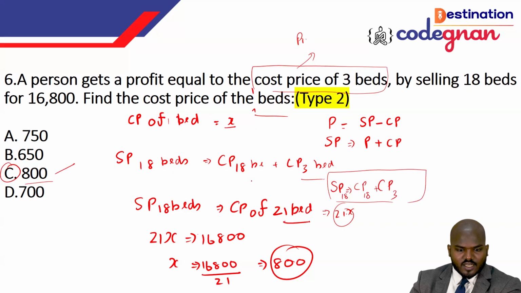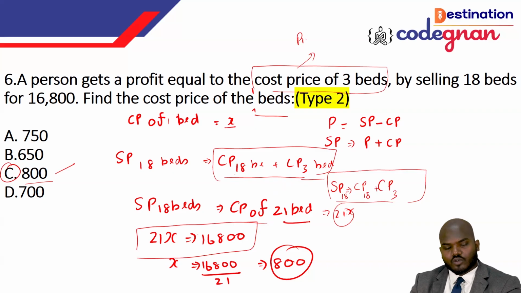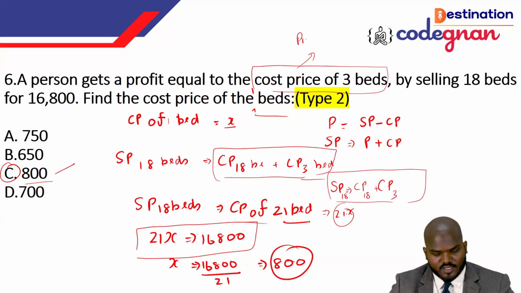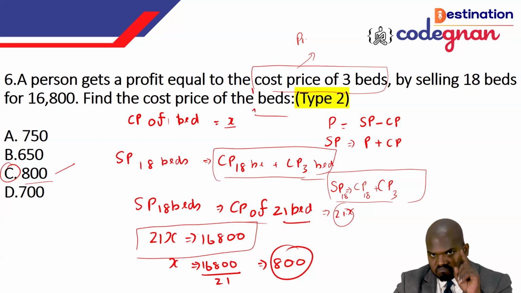So I think now everyone is clear on why we are taking 18 plus 3 here. Please check it out. If you add 18 and 3, it will give you 21 beds, and that is 21x, where x is the cost price of one bed. So 21x is equal to 16800, that is x is equal to 16800 divided by 21. We can call it 800. So each bed will cost you 800.